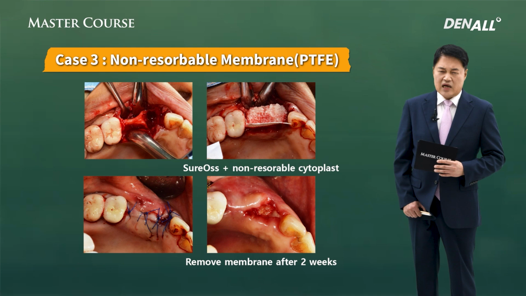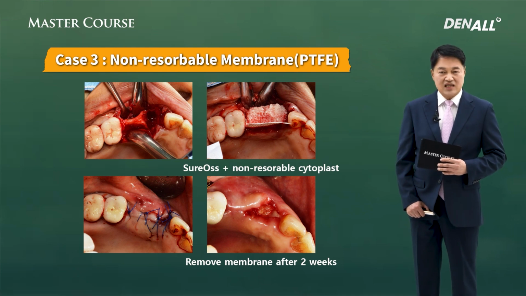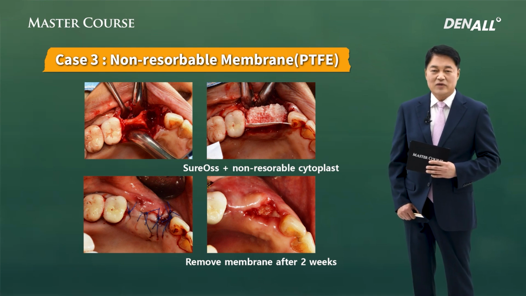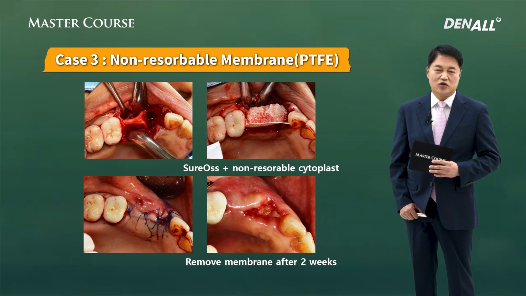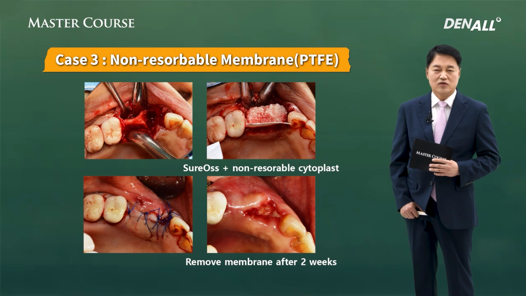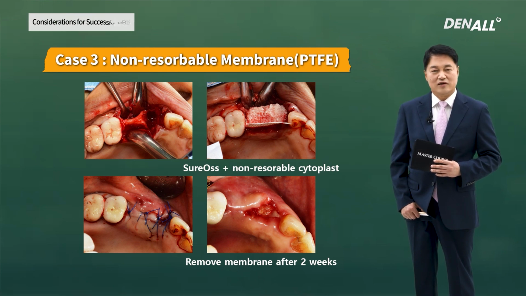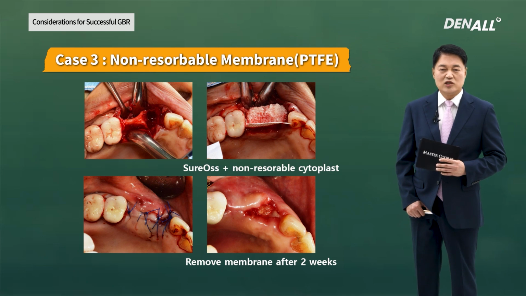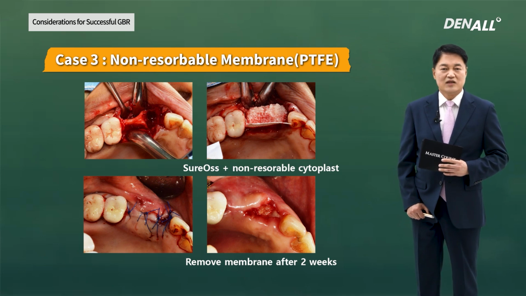If I were to do this case again, I would not have used just one membrane. In the area where socket preservation was done, I would have done open membrane technique and removed it 2 weeks later. And for number 14 and 15, in order to maintain it longer, I would have done it separately, but I just used one, and I think I could have done better.